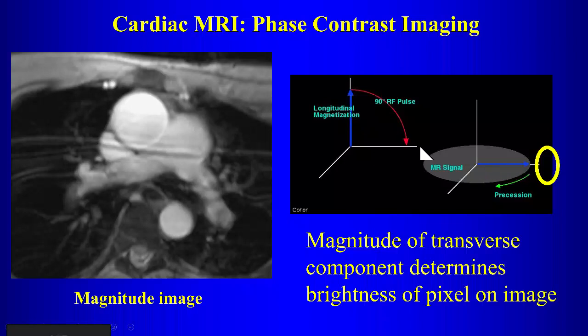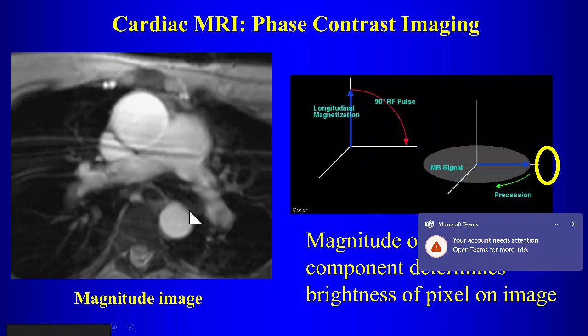So the more signal there is in the transverse plane, which is really the length of that vector when you apply that 90-degree pulse and whatever pulse you apply, flipping it to the transverse plane, the longer this vector is, the more signal we will display in the image. So the brightness of each voxel has to do with the magnitude of the vector. So these are called magnitude images. It's the magnitude of the transverse component that determines the brightness of the pixel on the image, right? So far, that is all that we've talked about when we're talking about MRI.